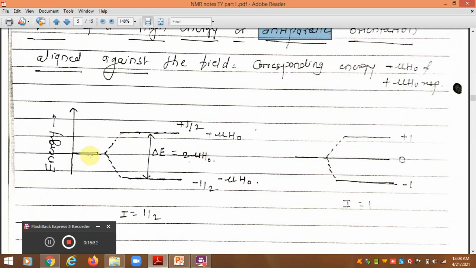So this is the spin of the nucleus in the absence of an applied magnetic field, having only one proton, so its spin quantum number is 1 by 2. Whenever it is placed in the presence of a magnetic field, it will show two orientations. One is plus 1 by 2, which is opposite to the applied magnetic field. Another is minus 1 by 2, which is in the direction of the applied magnetic field, corresponding to energies minus mu H0 and plus mu H0, and their energy difference will be 2 into mu H0, that is simply higher minus lower.